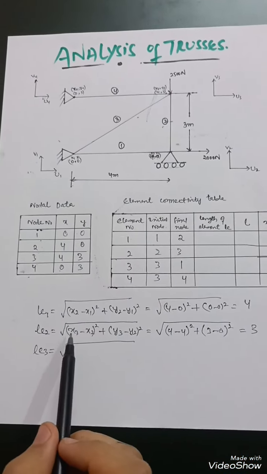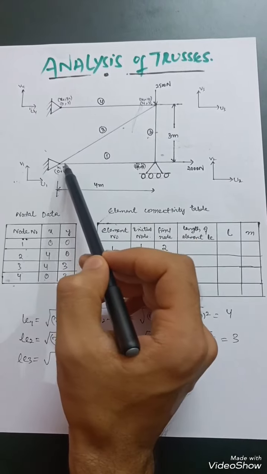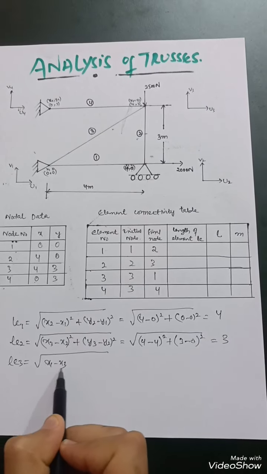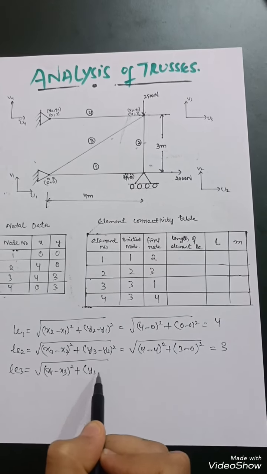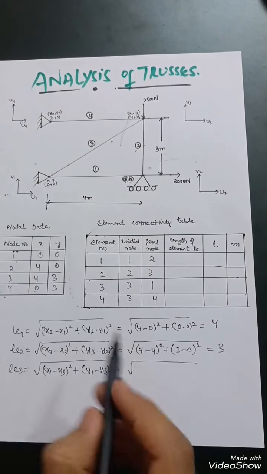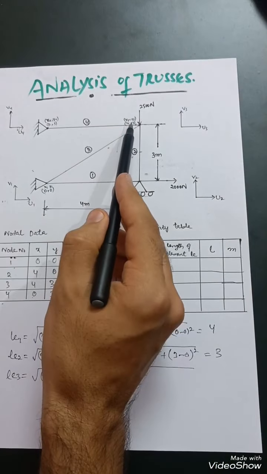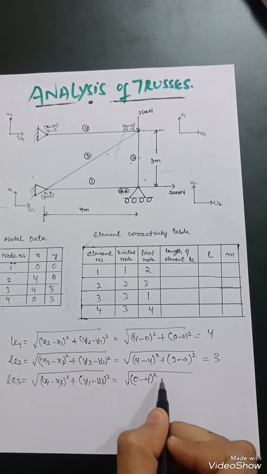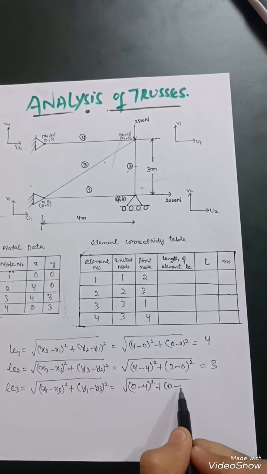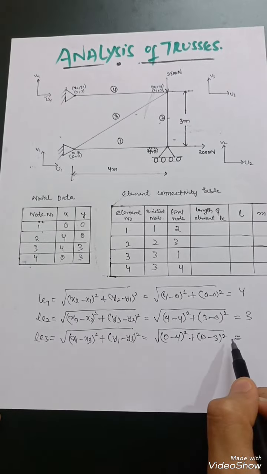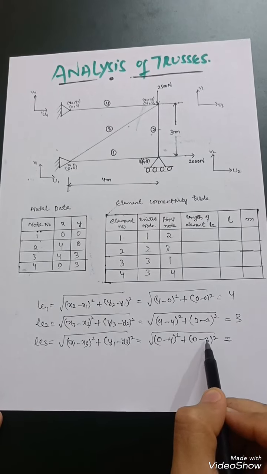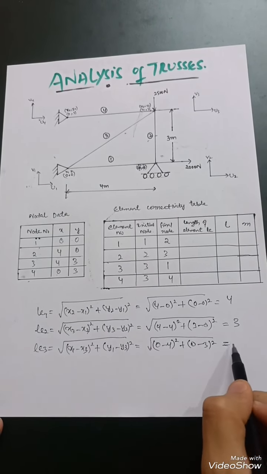Then for the third element, the initial node is 1 and the final node is 3. So (x1 minus x3) whole square plus (y1 minus y3) whole square. Just put the values over here. x1 is 0 minus x3 is 4 whole square plus y1 is 0 minus y3 is 3 whole square, which will be equal to 4 square plus 3 square, that is 16 plus 9, that is 25, square root of 25, that is 5.